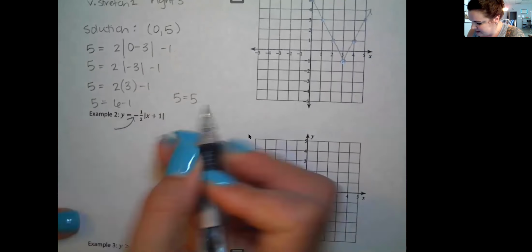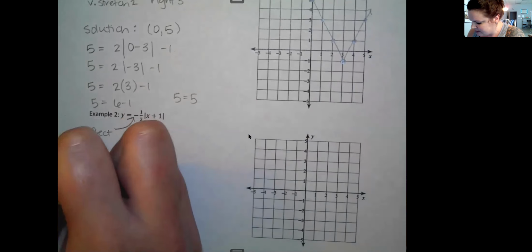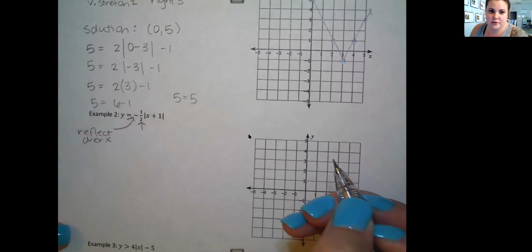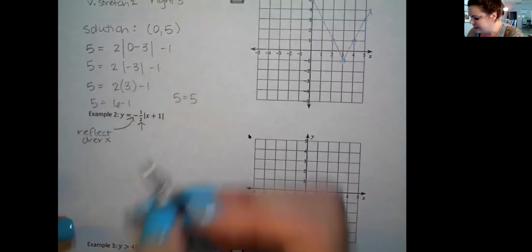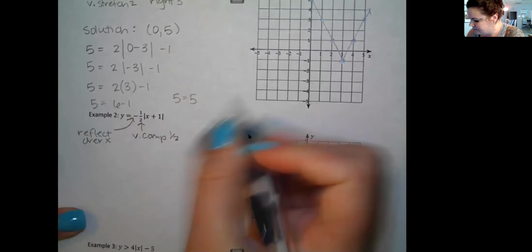This one is negative, so it's been reflected over the x-axis. That means it's going to be upside down. The size of the a value is smaller than 1. That means that the graph is going to be compressed. It's going to be short and fat. So we're going to say vertical compression of 1/2.